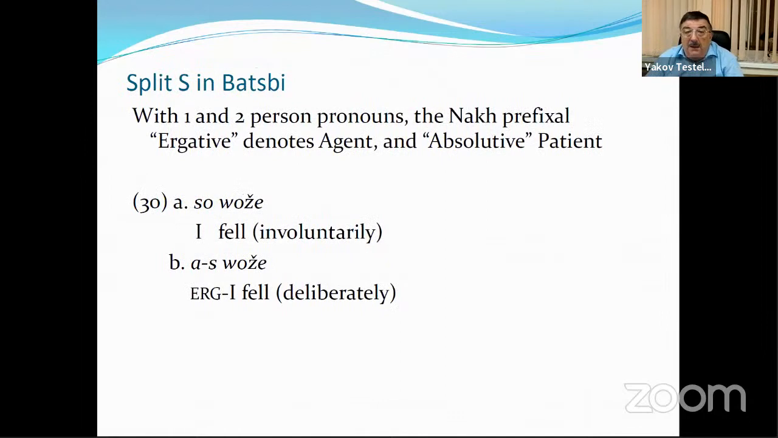Okay. There are examples of split S alignment system in East Caucasian. Split S is when with intransitive verbs, the subject agent takes the agent form and the subject patient takes the patient form. This occurs with first and second person pronouns, with them the prefixal ergative denotes agent and unmarked absolutive is patient. So in Batsbi, 30, so voje, I fell involuntarily, and as voje, I fell deliberately.